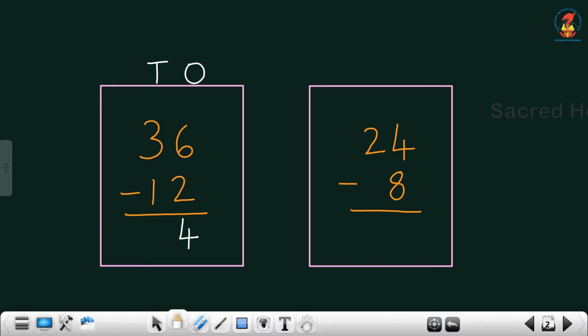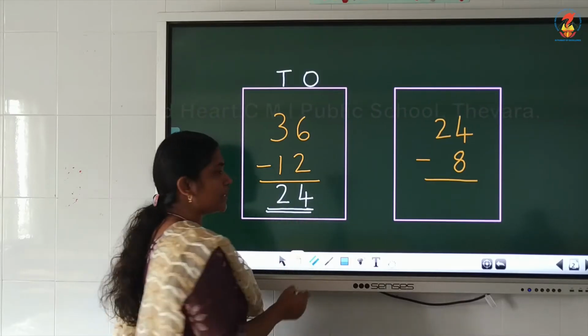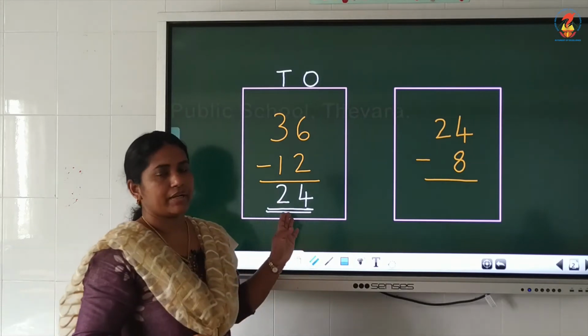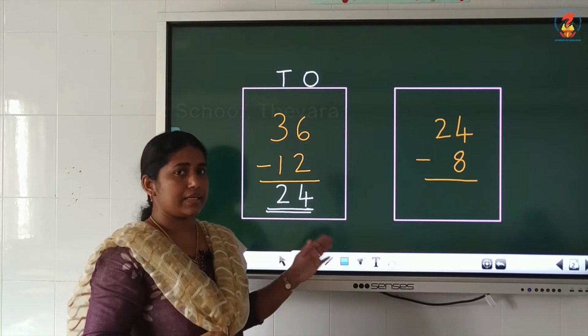Now look at the tens place. 3 minus 1. Subtracting 1. What will be the answer? The number just before. So 2 is the answer here in the tens place. So our final answer is 24. Is it clear? All of you know how we will find this answer. We already discussed this type of question.